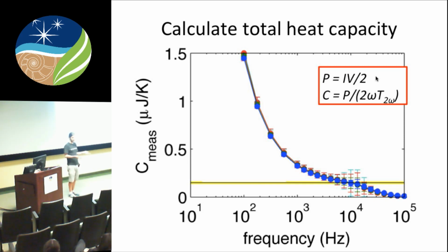So that's encouraging. How to interpret this curve? The measured heat capacity is changing as a function of frequency. That's not physically reasonable. That means this measured heat capacity is not the material property I want.